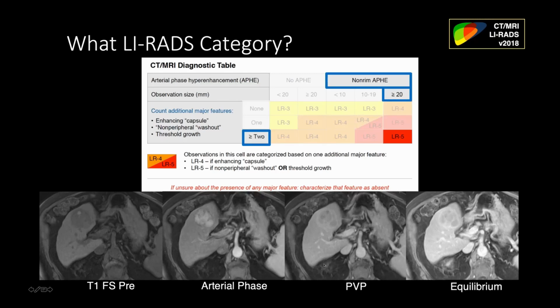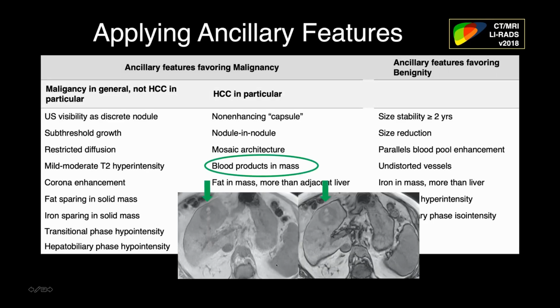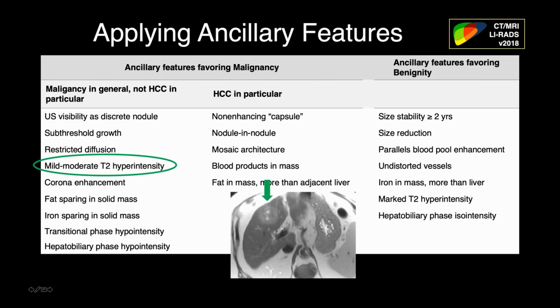And we see that we have washout and an enhancing capsule. So we end up here with 2 of the additional major features, and we arrive at a LI-RADS 5. So now we apply those ancillary features again. So here we have a nice example of blood products within the observation. We see mild to moderate T2 hyperintensity.